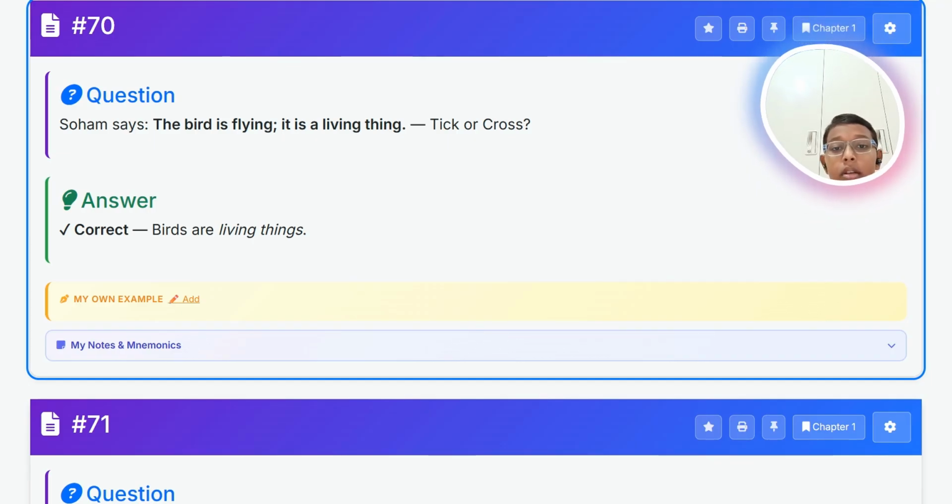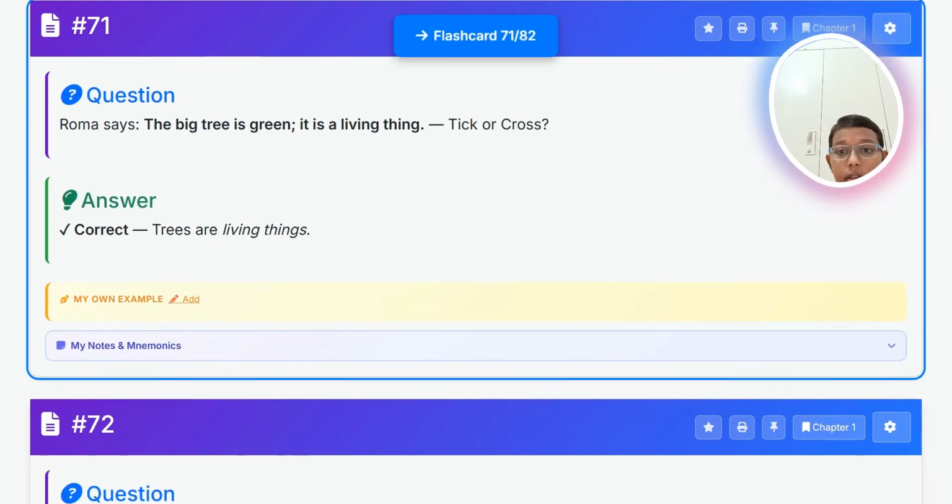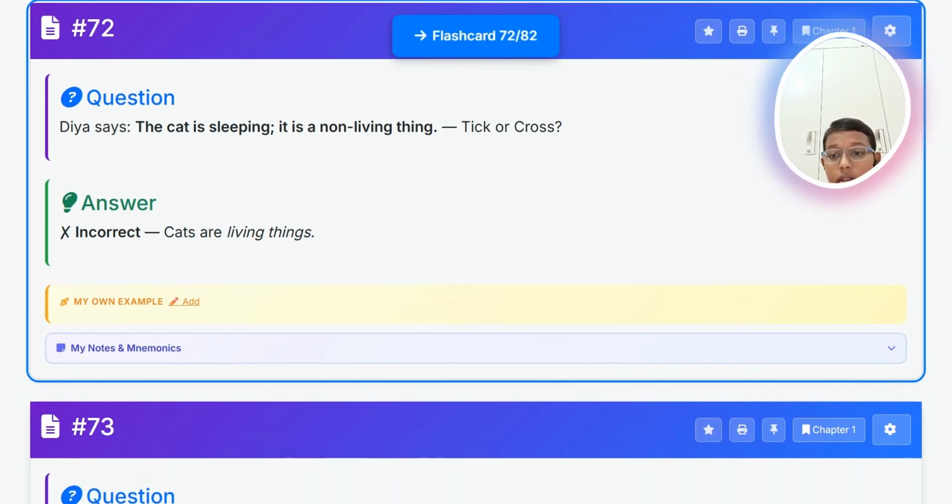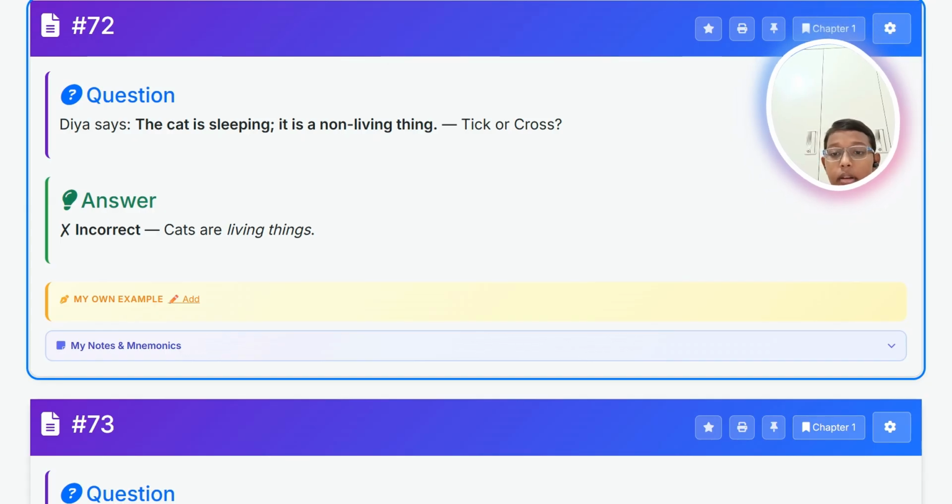Soham says the bird is flying. It is a living thing. Tick or cross. Tick. Correct. Birds are living things. Roma says the big tree is green. It is a living thing. Tick or cross. Tick. Correct. Trees are living things.